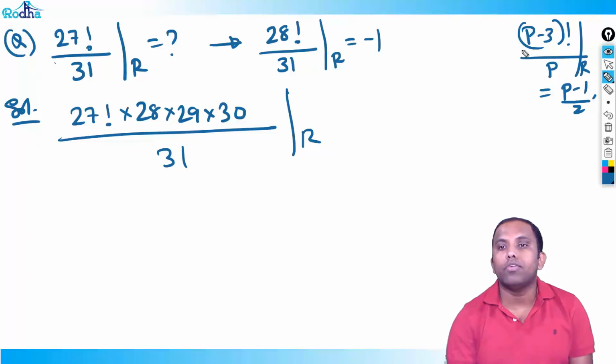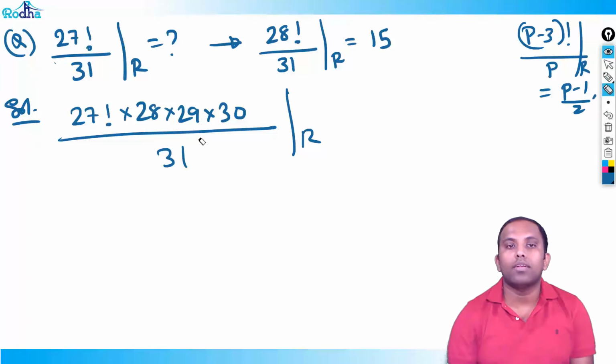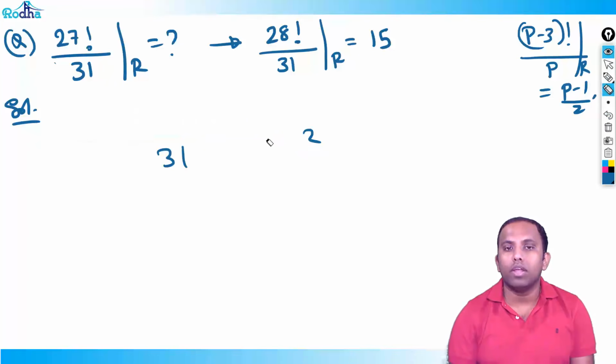What is the remainder here? 31 minus 1 by 2, that is 15. So the answer here is 15. Right? So for 28 factorial, the answer is 15. So do it like this. No issue.